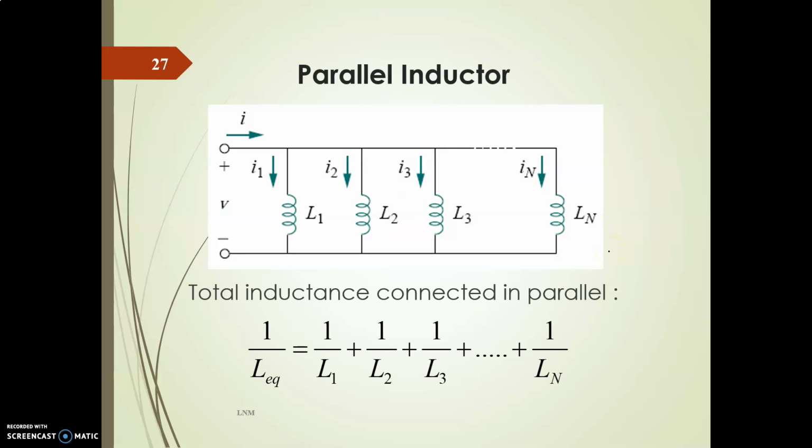For parallel inductance, it is exactly the same as resistance. How you apply it for resistance, the same. When L1, L2, L3 until Ln are in parallel, you do 1 over L equivalent equals 1 over L1 plus 1 over L2 plus 1 over L3 until 1 over Ln, the same as you apply to resistance.